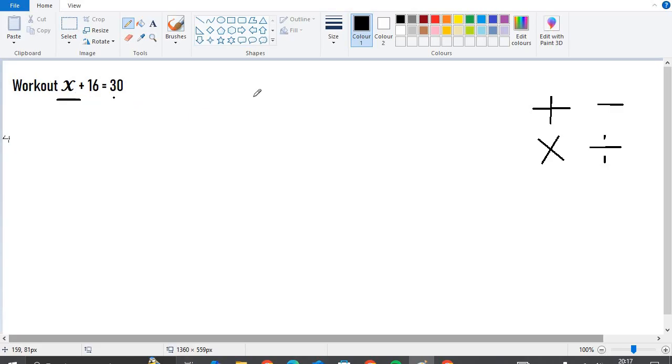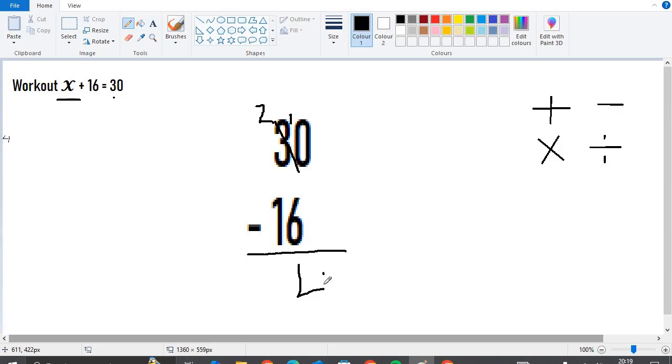So because there's an adding symbol, let's check what's the inverse. Subtracting. So we have to do 30 subtract 16. So 0 take away 6, which we can't do. So now we have to exchange from the tens column. So the 3 becomes a 2, and we add the 10 here, so it becomes a 10. So 10 subtract 6, which is 4. And 2 subtract 1, which is 1. So the answer we have is 14. So x just basically means 14.